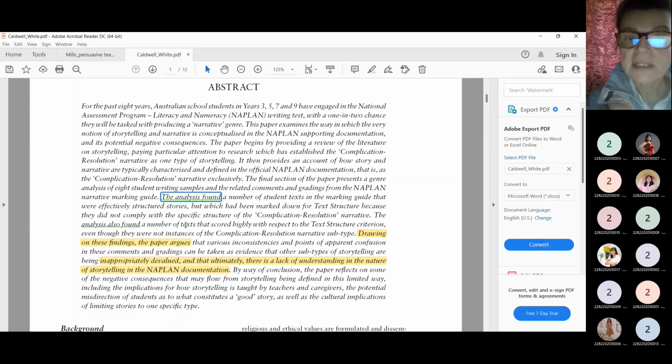And right at the start, the analysis found a number of students' texts, whatever, right? The analysis found. Look here. We have another one, the analysis also found, right? So right at the start, we have an indicator that we are reporting the findings. And that's how you do it. The study found, the study also found, or the analysis found, the analysis also found. Very clear indicators. So clearly the abstract reports on its findings. That's really important.